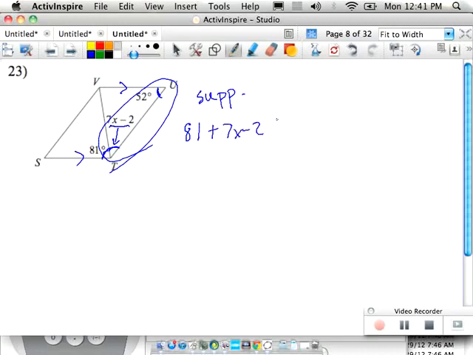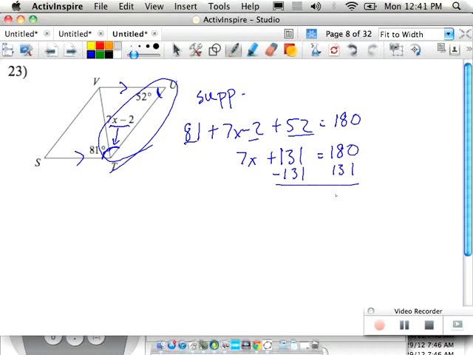So let's add them together. 81 plus 7x minus 2 plus 52 is going to add up to our 180 degrees. That's our supplementary relationship. So if we simplify on the left side here, we got 81, negative 2, and 52. That's going to give me 131. So we have 7x plus 131 equals 180. So I'm going to subtract 131 from both sides. I should get 49 equals 7x. Then if I divide both sides by 7, x equals 7. Do I have to do anything more? Nope, because all they did was say solve for x.